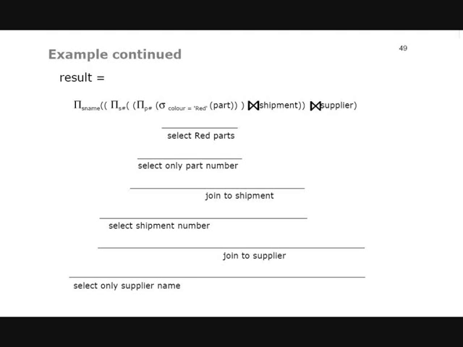So if I wanted to do it all at once, I will say, okay, the innermost bracket is the one that is going to be executed first. So the first thing that we're doing there is color is equal to red from part, that selection. Having done that, then I project the P number for that result. And then I join that to shipment. I then project the S number from that result, and then I join that to supplier. And then finally, I'll project the S name from that result. So I've done exactly the same thing, but I've done it in shorthand notation instead of one step at a time.